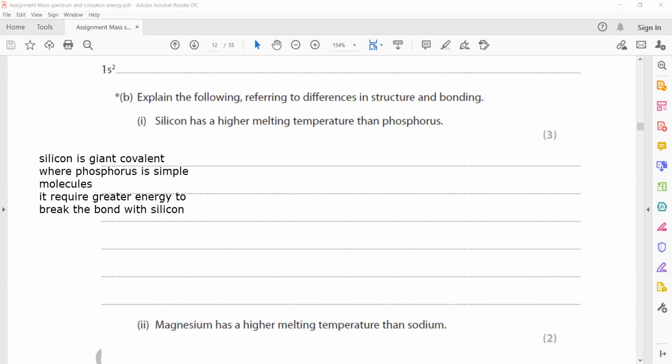So silicon is a giant covalent structure where phosphorus is a simple molecular structure, and because there are more bonds in the giant structure, we need a greater amount of energy to break, to separate them.